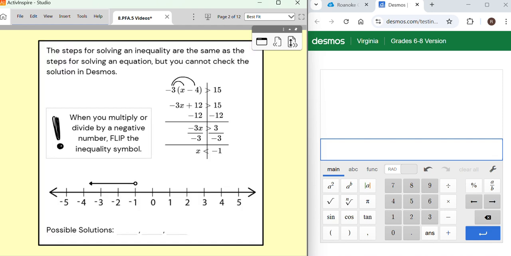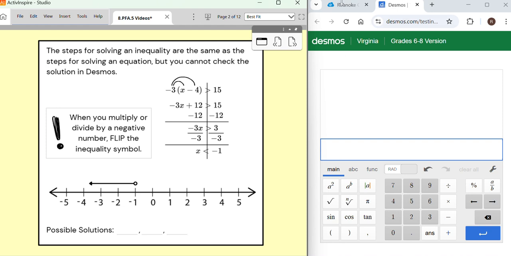Okay, let's go ahead and check the next one. This says the steps for solving an inequality are the same as the steps for solving an equation, but you cannot check it in Desmos for a solution. And also, when you multiply or divide by a negative number, you have to flip the inequality symbol.